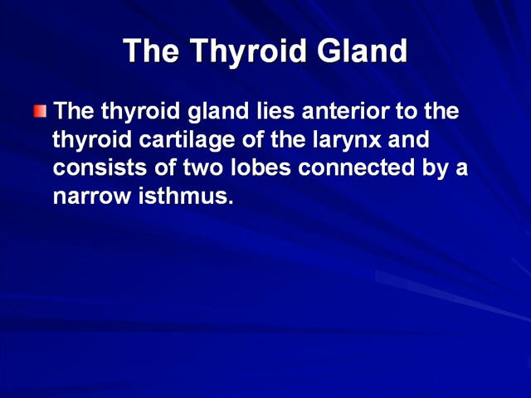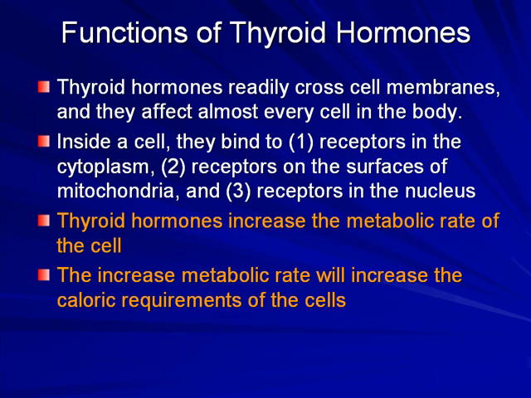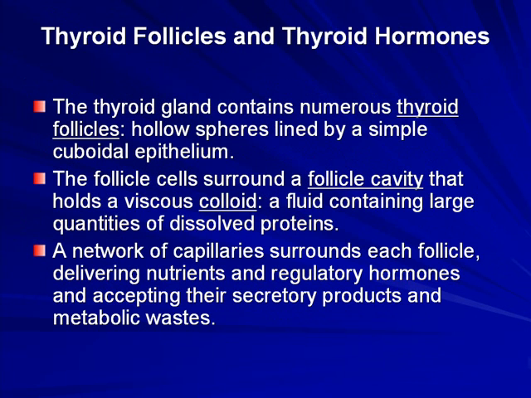The thyroid gland lies anterior to the thyroid cartilage of the larynx and consists of two lobes connected by a narrow isthmus. Thyroid hormones increase the metabolic rate of cells. It increases metabolic rate, which will increase the caloric requirement of cells. So a person that is secreting an excessive amount of thyroid hormone or overdosing on a thyroid supplement will lose weight because it increases the metabolic rate. It will increase the caloric requirement of the cell, thus the person will burn more calories.